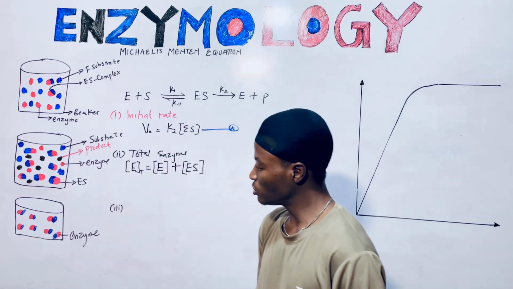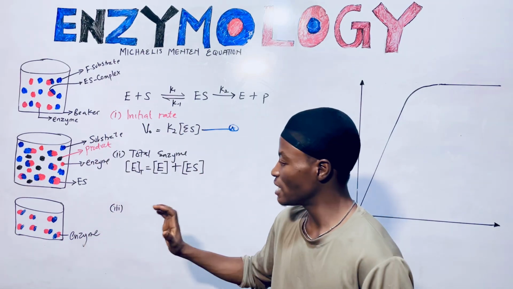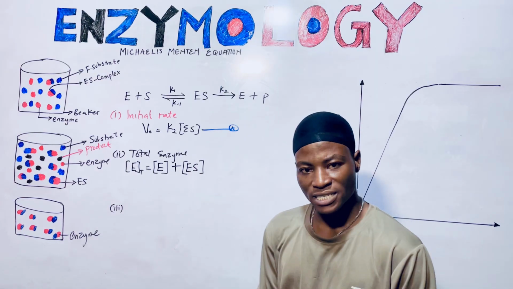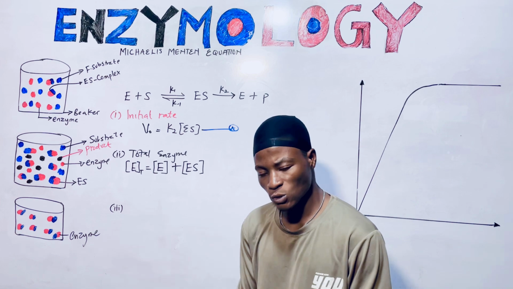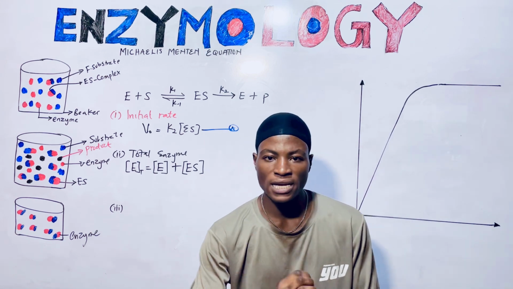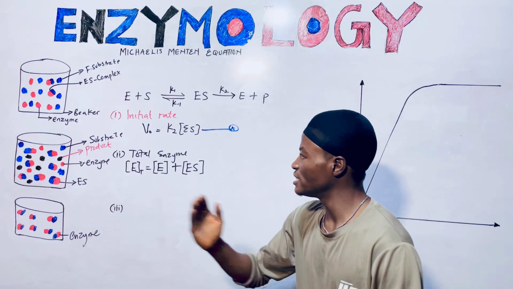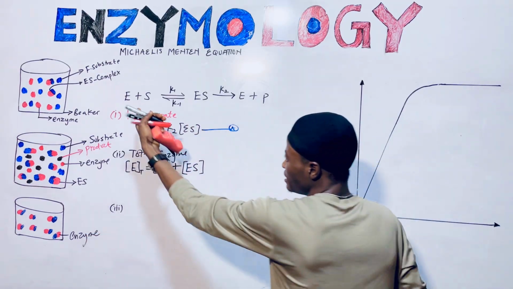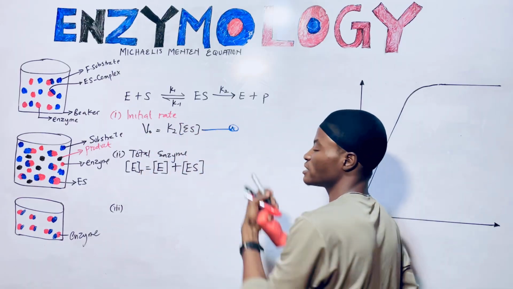So at this particular point, what do you notice? All the active sites of the enzyme have already been occupied. Then what happens at that point? The rate at which the ES complex is dissociating to form enzyme plus products is equal to the rate at which enzyme plus substrate is forming ES.